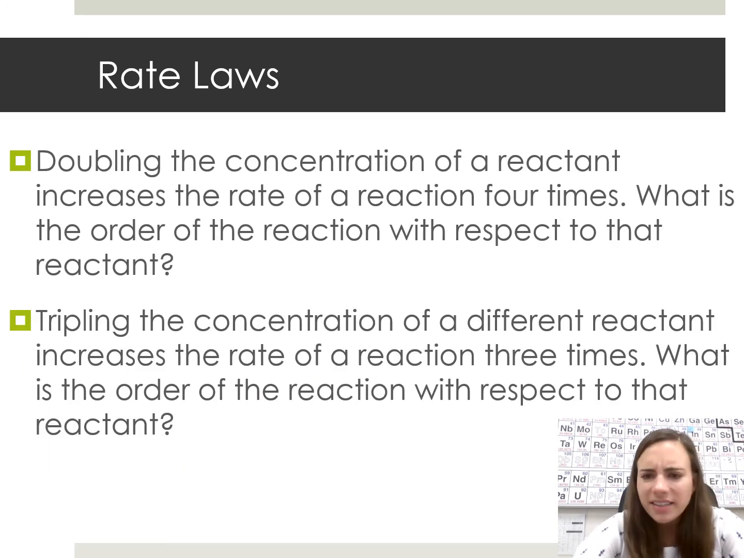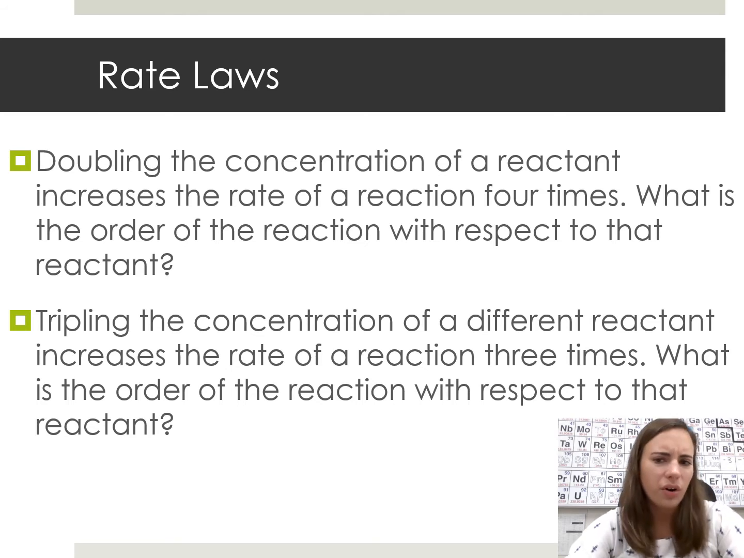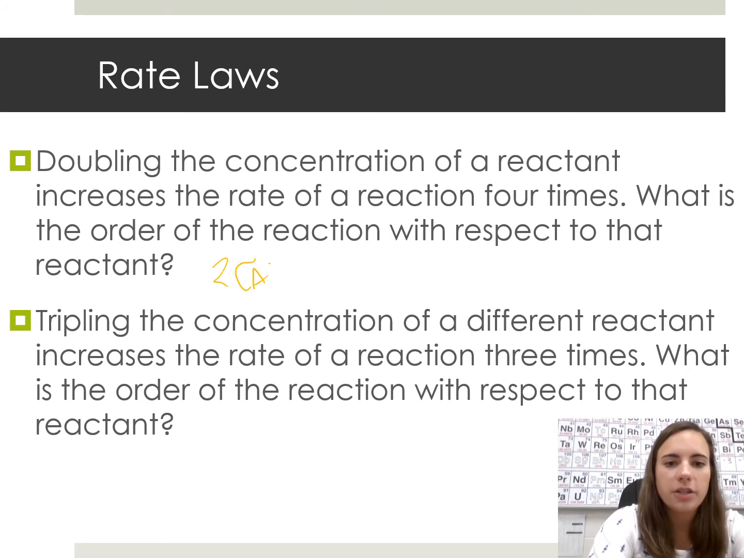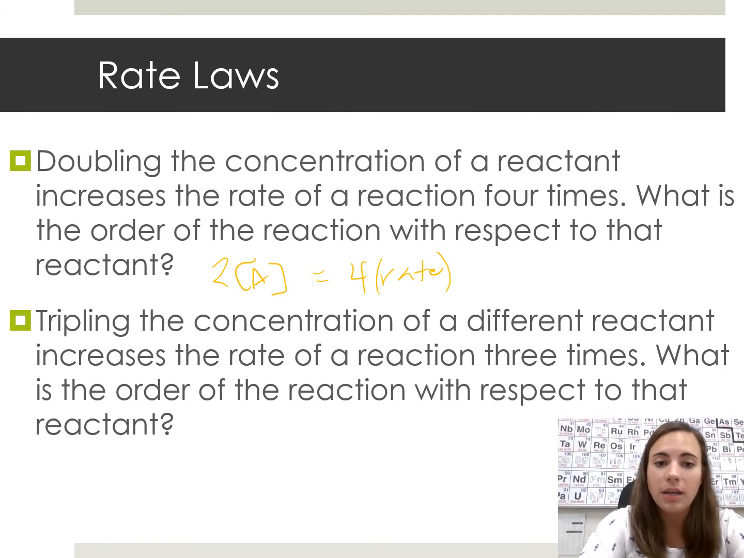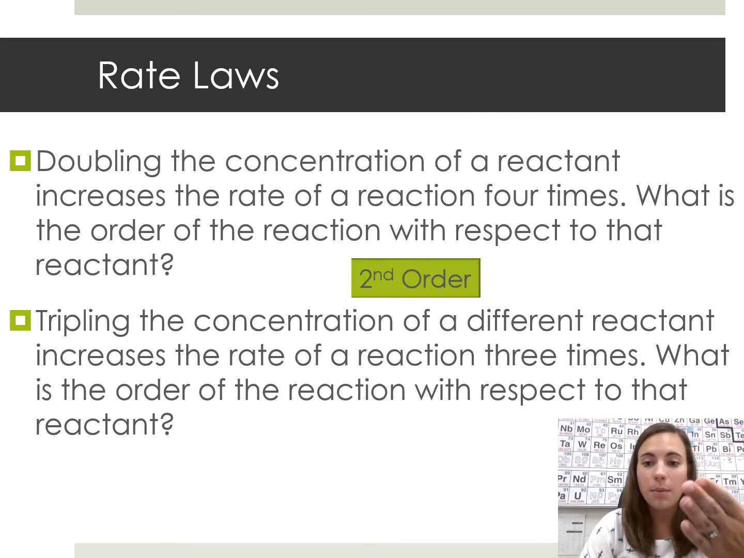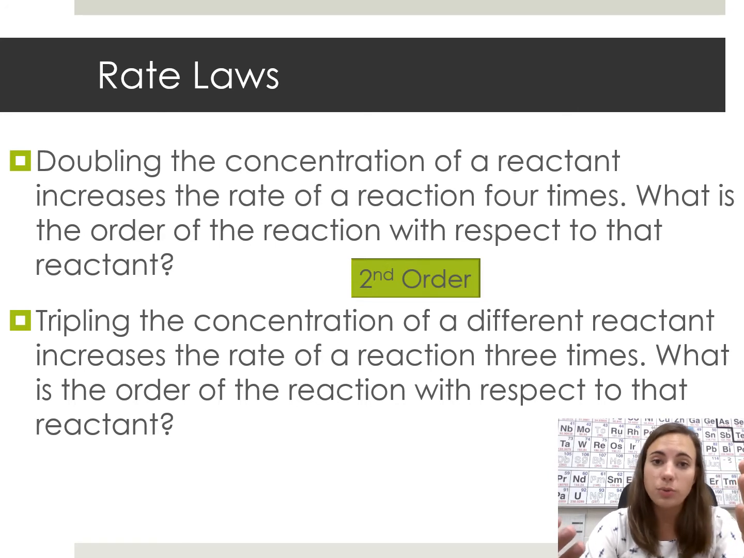All right, so practicing identifying just what order a reactant is. If I double the concentration of a reactant, this increases the rate 4 times. So I did 2 times my concentration, which gave me 4 times my rate. What does that mean the order is with respect to that reactant? Second order, because I doubled the concentration and I quadrupled the rate. I went up by 2, 2 squared is 4, so it's second order.